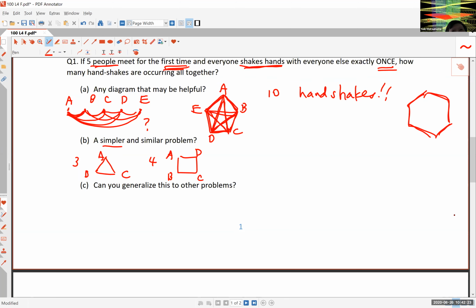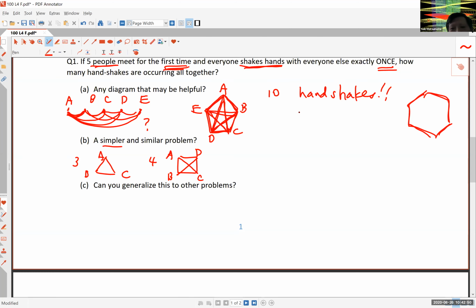If 10 people meet together for the first time and shake hands with everybody else exactly once, how many handshakes will occur? The answer is 45. But how would you know that? Well, once you figure out the pattern, then there is a quick way of figuring this out. With 4 people, A, B, C, D, you have 2 diagonals, right? So what's the best way to think about this?